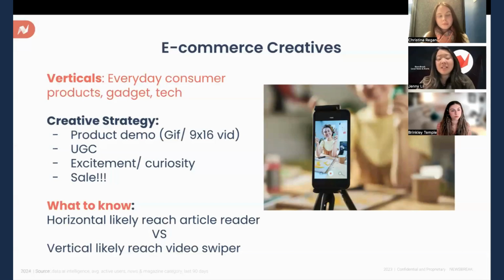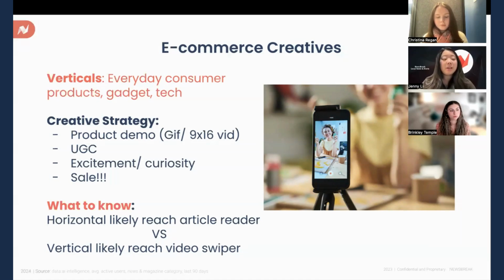Some of the everyday consumer products like kitchen gadgets, cool gadgets, charger docks, all of those are everyday consumer products. And then tech such as smartwatches, all of these have been doing very well on our platform. Like heaters, electric savers, all of these. And some of the key creative strategies that I want to highlight is we tend to see a lot of product demonstrations. Videos and GIFs do really well.